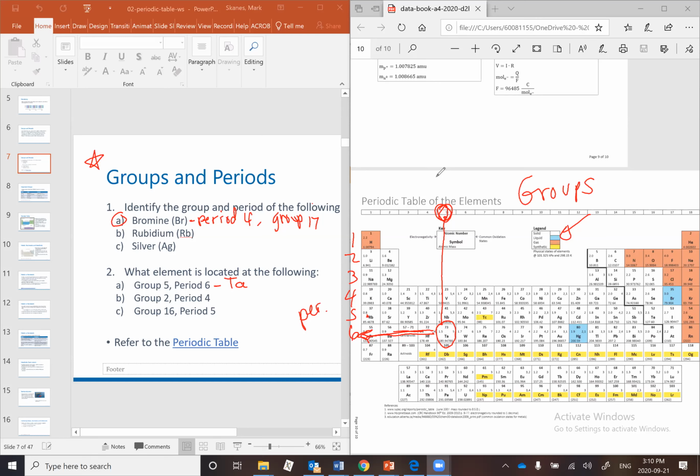Okay, so basically rows go left and right. Think of a movie theater when you sit in a row. They go left and right across the theater, right?